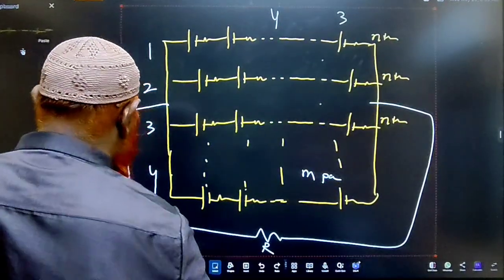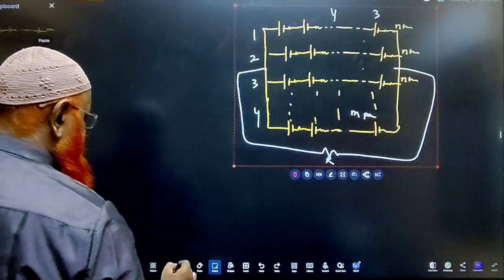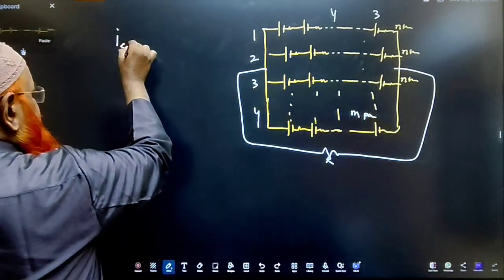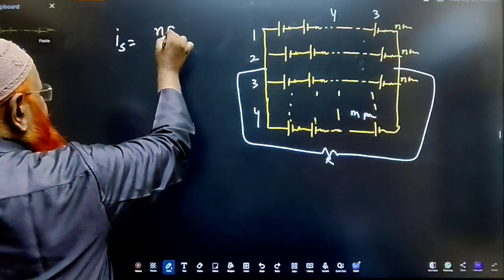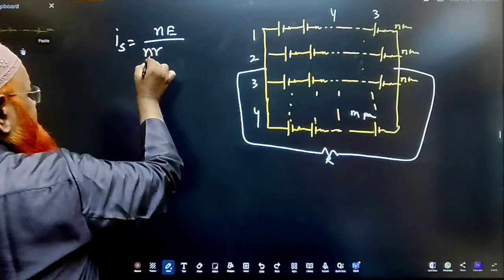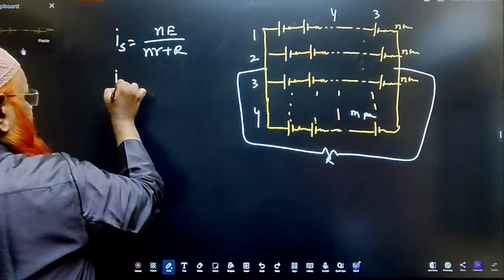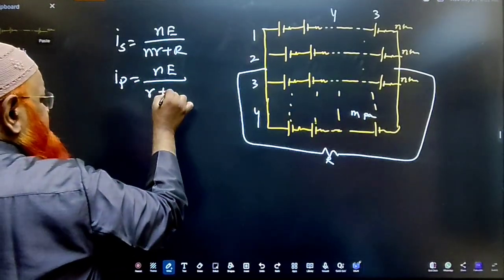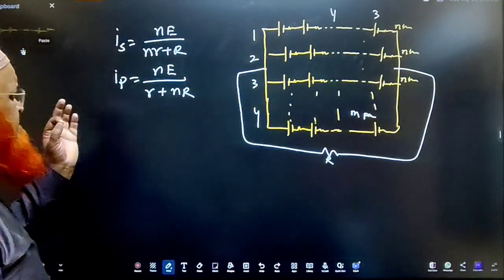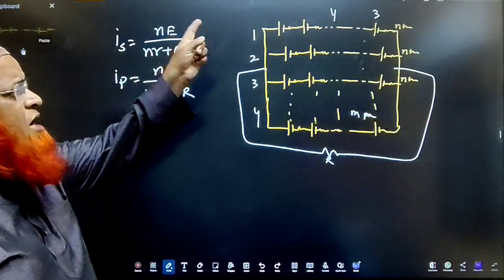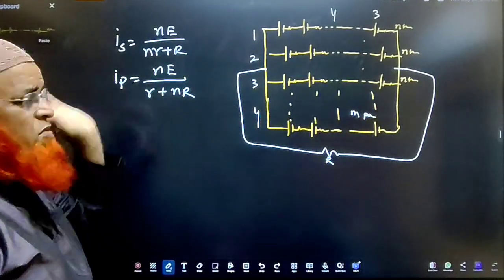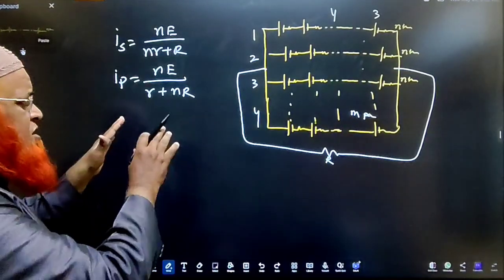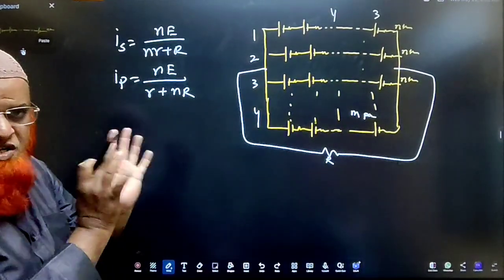What is going to be your final answer? You have to use the total system. I series is nothing but N into E by N into small r plus capital R. I parallel is nothing but N into E by small r plus N into capital R. You just remember, in N series R plus R plus R plus R, so N into small r you write. In parallel you get R by N. So R has no N, and the N goes to the other place. You just remember this one.